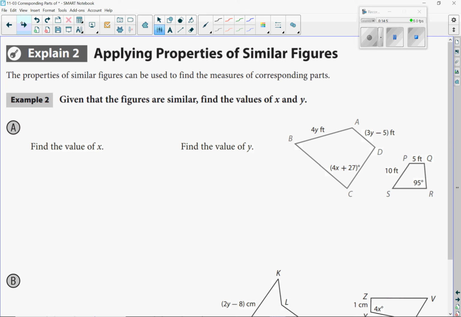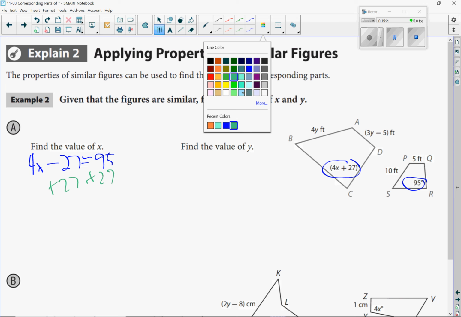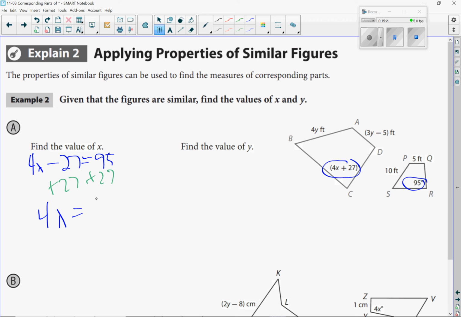I'm just matching up corresponding parts. So for this one, let's do the angles first because that's probably the easiest. That C corresponds to R, right? So I got 4x minus 27 equals 95. I'm going to add 27 to both sides. It's going to give me 4x equals, let's see, 122, I think. And then I can divide both sides by 4. I should end up with x equals 30.5.